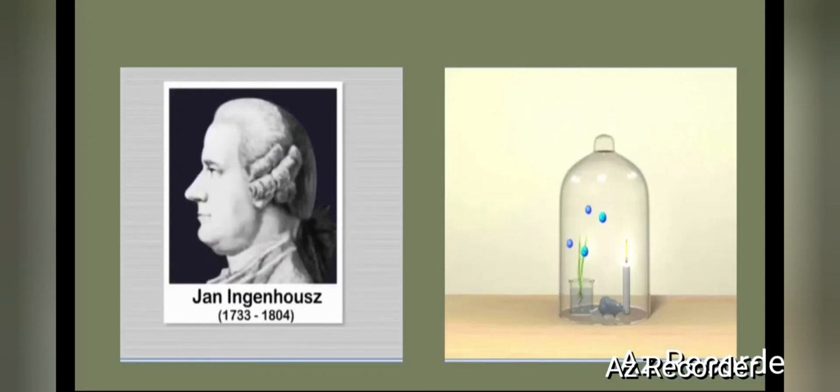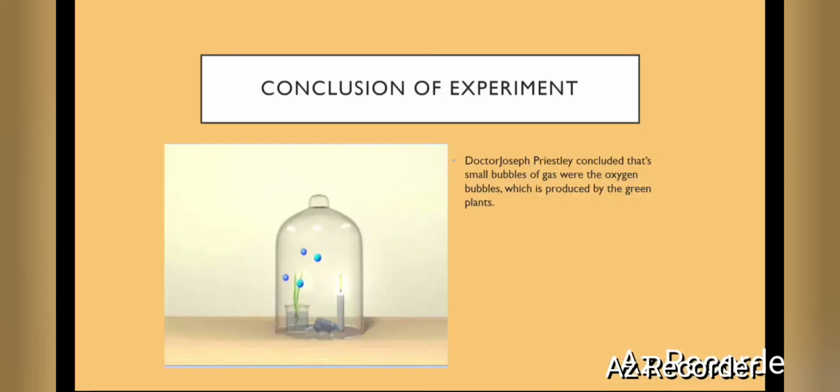Another scientist, Jan Ingenhousz, also repeated the same experiment, but he said there were bubbles produced by the plant. So, Joseph Priestley and Jan Ingenhousz concluded that the small bubbles of gas were oxygen bubbles which are produced by the green plants.